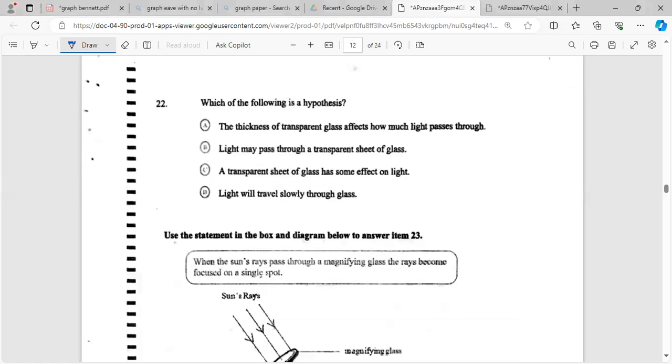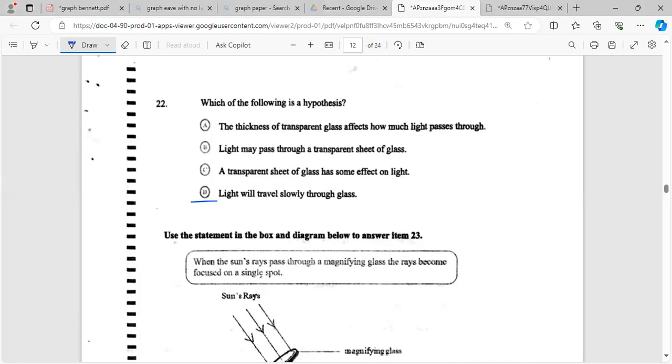Which of the following is a hypothesis? A. The thickness of transparent glass affects how much light passes through. B. Light may pass through a transparent sheet of glass. C. A transparent sheet of glass has some effect on light. D. Light will travel slowly through glass. That would be D.